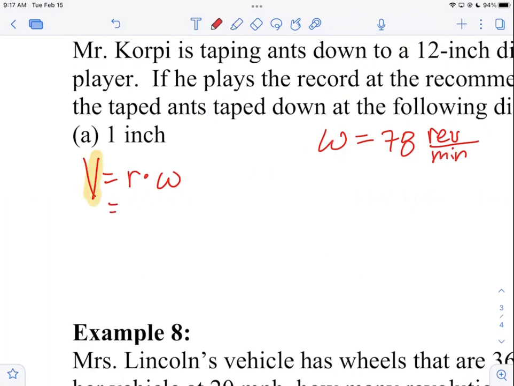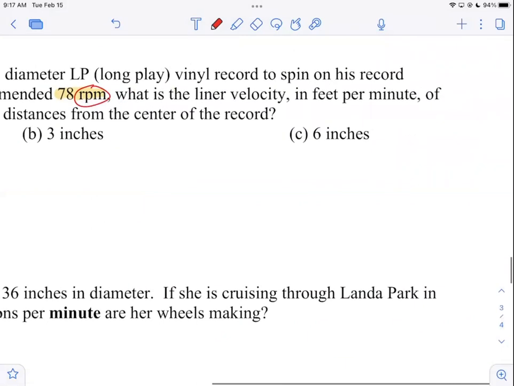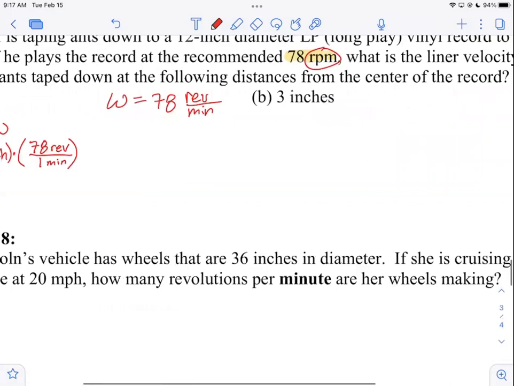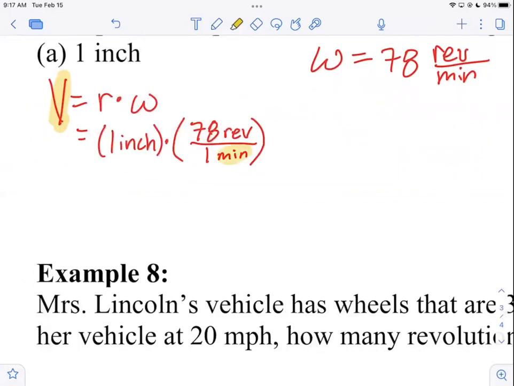So let's just plug in the first radius, tape it down 1 inch from the center. So that's 1 inch. Now, the units have to match. When I multiply it by angular velocity, that's 78 revolutions per 1 minute. I want to get my linear velocity in feet per minute. So the units are specified, feet per minute. Well, my unit of time is good. I have minutes for time. But what I need to do is get rid of inch revolutions and convert it to feet.